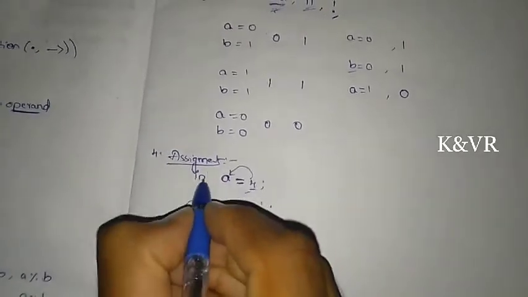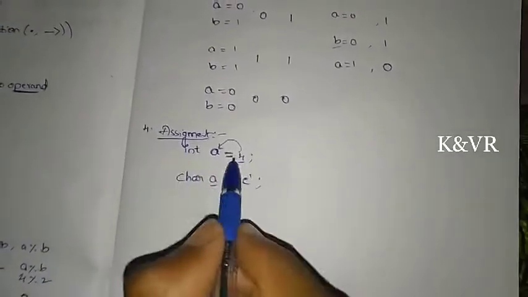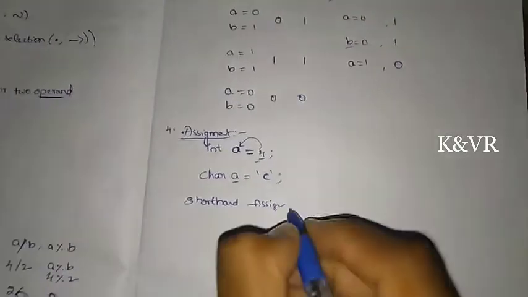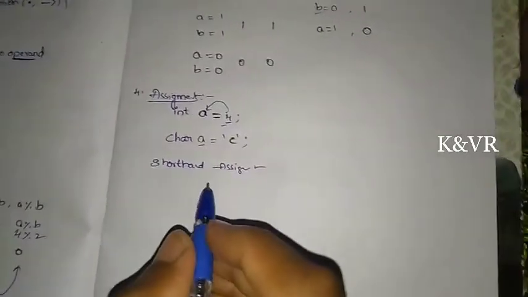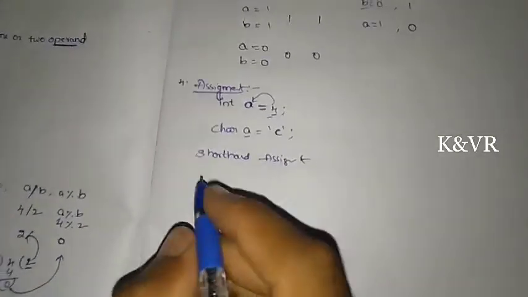This is the type of variable, integer variable. That is the difference. And this is the assignment operator. We have some shorthand assignment operators to reduce our difficulty.